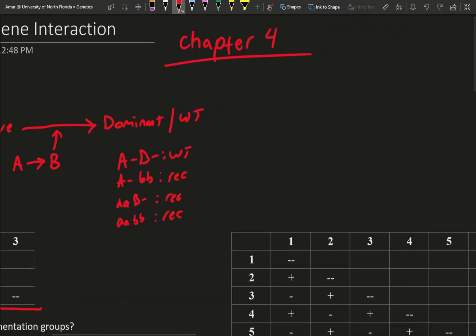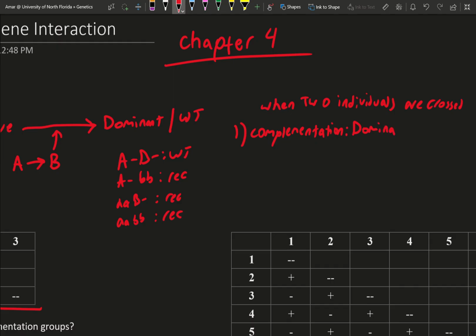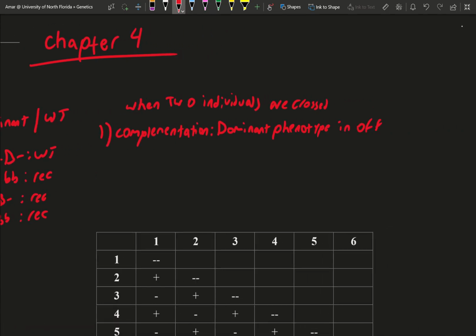To begin with, what you need to remember with complementation is that when 2 individuals are crossed together, there are 2 possibilities that you can have. The first possibility is that you have complementation. So whenever you have complementation, that means that you're getting a dominant wild type phenotype in the offspring from this cross.